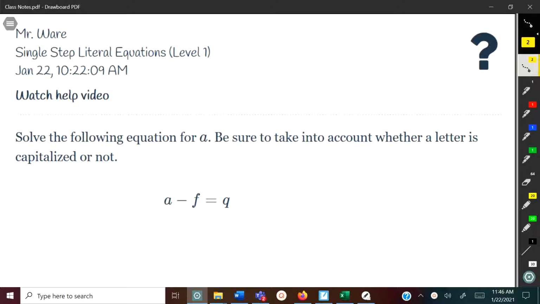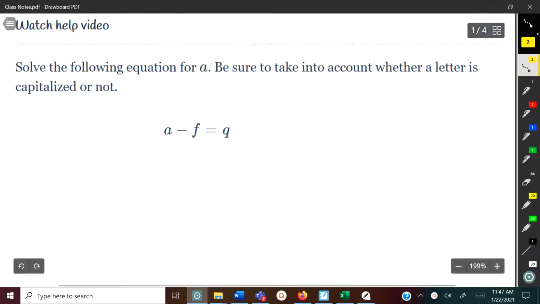Let's take a look at a few examples and see how we can solve these equations. Since we're dealing with equations, all the rules that we've learned about equations still apply, and we're going to apply those rules in order to solve the problem. So let's take a look at our first example.